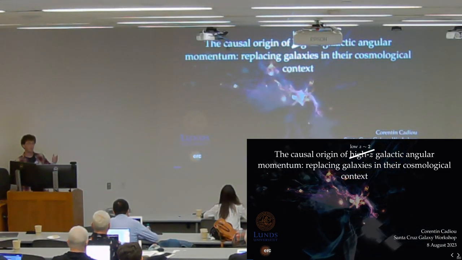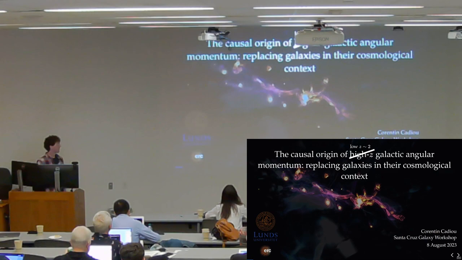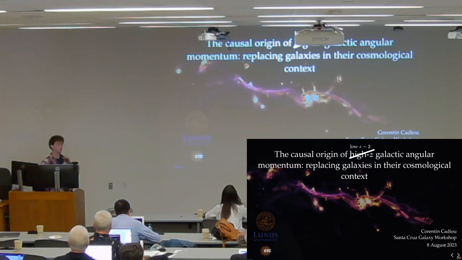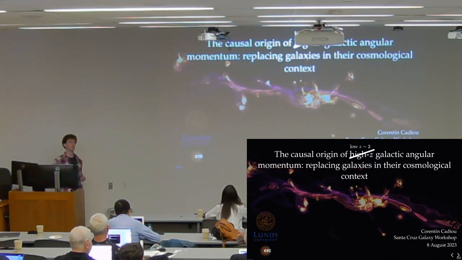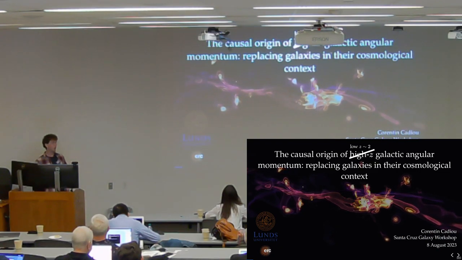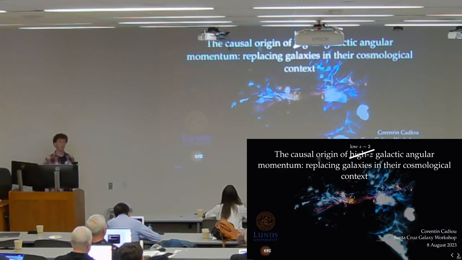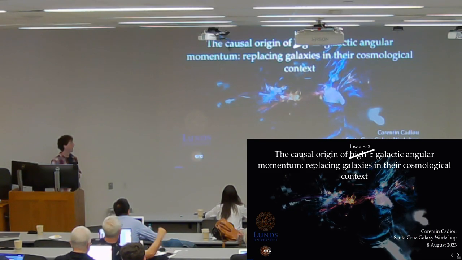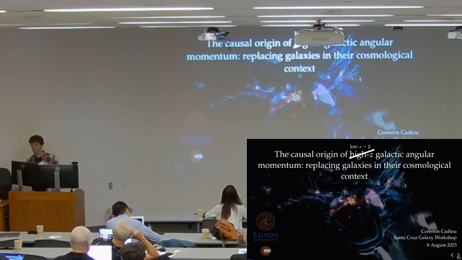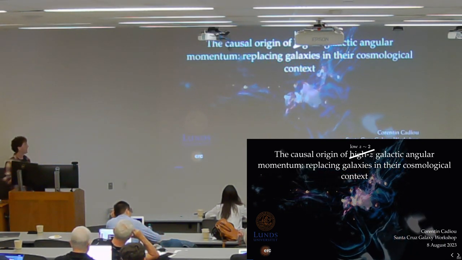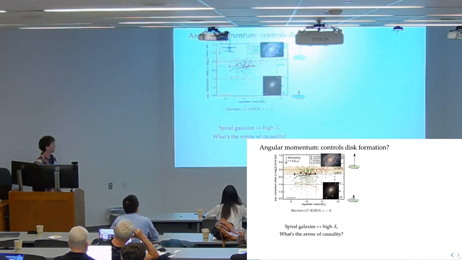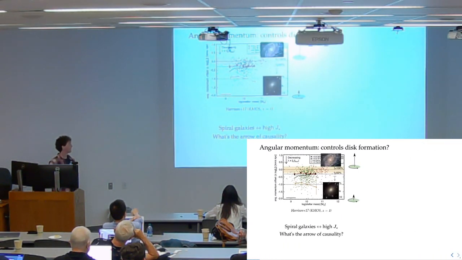So, for example, if we go back to James' presentation just before, if you want to be able to build up a disk, you need to have some sort of coherent inflow of angular momentum. How do you create that from cosmological context? So I'm mostly going to talk about simulations, but before I dive into my presentation, I just wanted to give a small overview of one of the motivations for angular momentum.